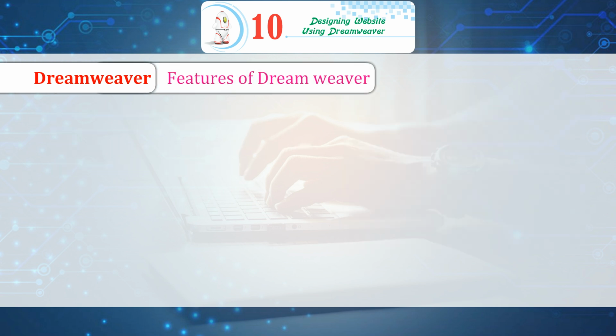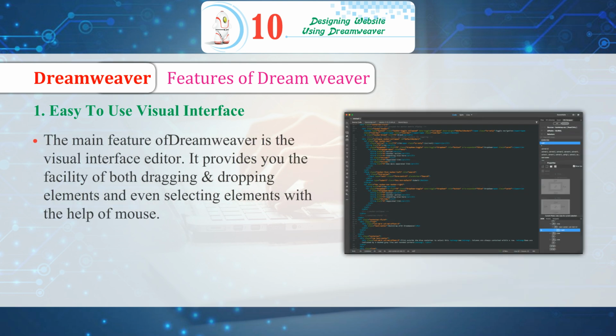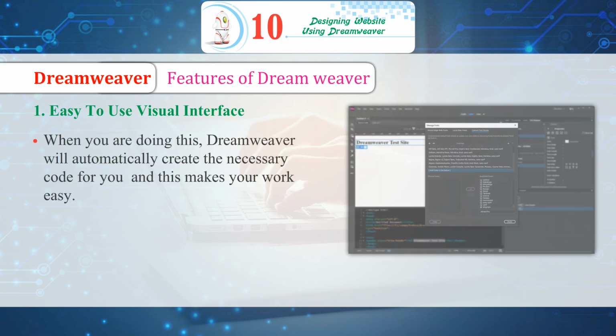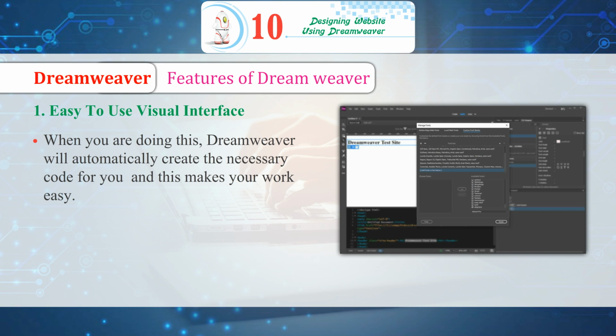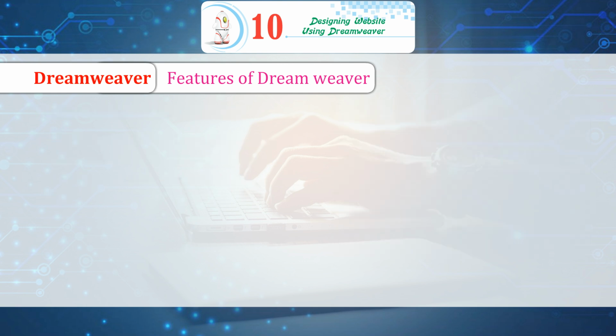Features of Dreamweaver. Following are the main features of Dreamweaver. 1. Easy to use visual interface. The main feature of Dreamweaver is the visual interface editor. It provides you the facility of both dragging and dropping elements and even selecting elements with the help of mouse. When you are doing this, Dreamweaver will automatically create the necessary code for you and this makes your work easy.